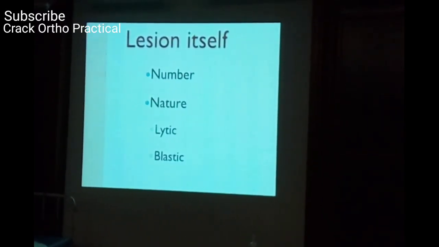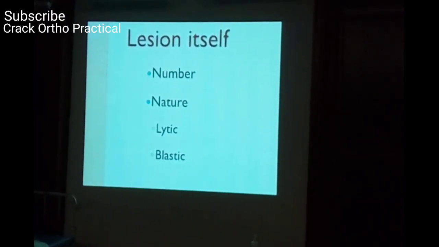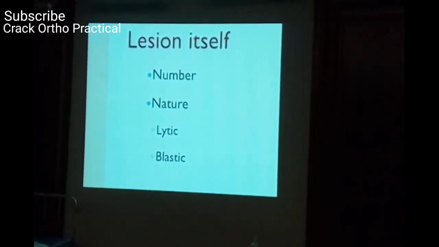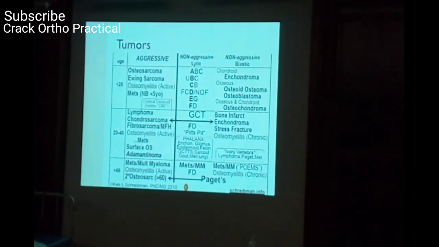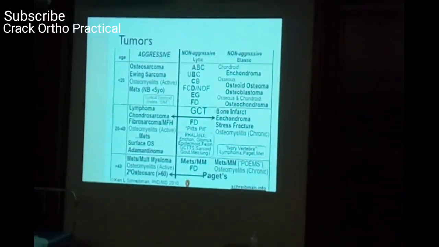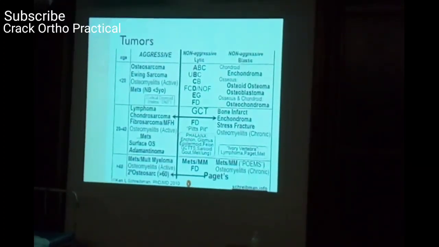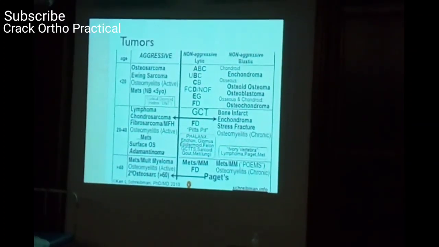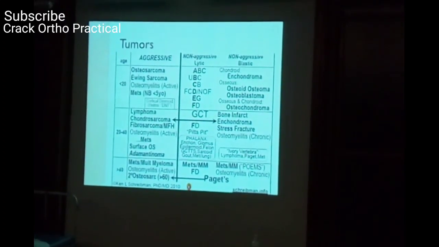Lesion mainly depends on how many lesions are there. Like you can see a single lesion, or there are multiple defined lesions, or there's a permeative or moth-eaten pattern. And main nature is lytic or blastic. There's osteolysis or osteoblastic. So this is a simple chart made by Dr. N. Sugarman from Wisconsin, I guess. So he has basically classified all the tumors into below 20, 20 to 40 and above 40. Major three groups. And aggressive and non-aggressive.